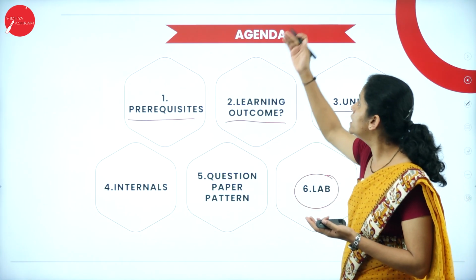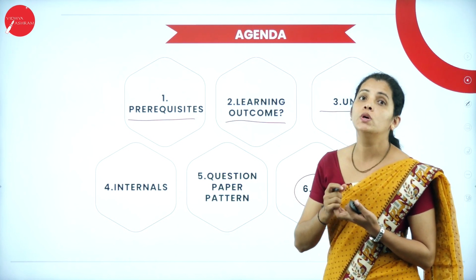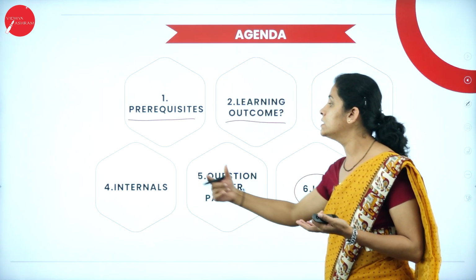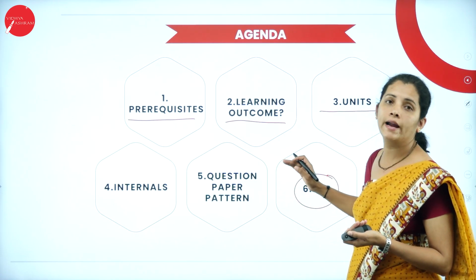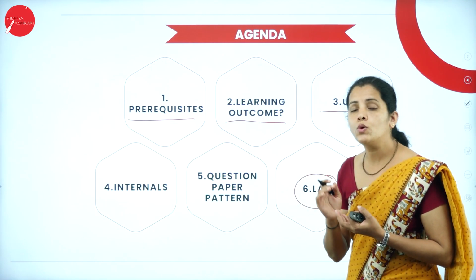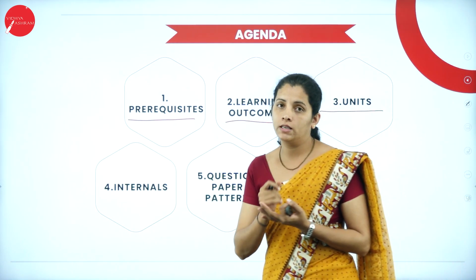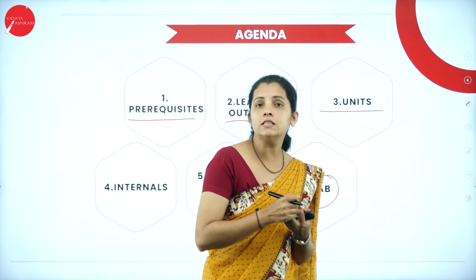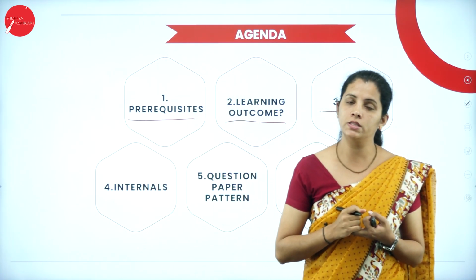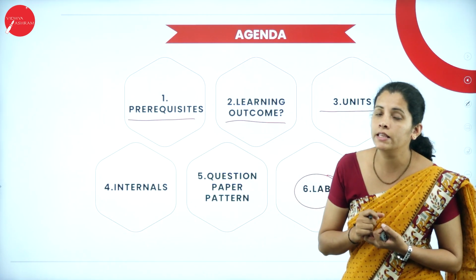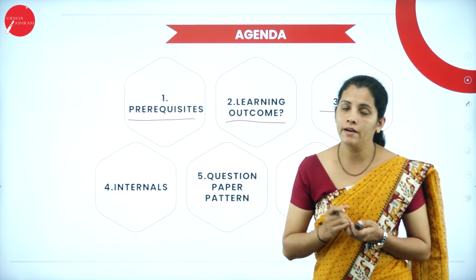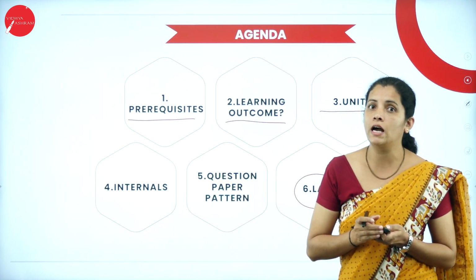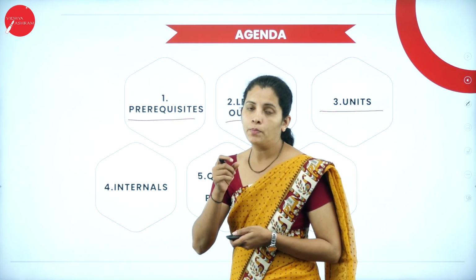So dear student, in today's session, at the beginning, I'm going to discuss the prerequisites. Then I'm going to discuss learning outcome, units, internals as well as question paper, and at the end, lab programs. Now tell me, what is Java programming? In this session, we are going to discuss object-oriented programming using Java. Java is a general purpose high-level programming language, mainly designed to deal with real world problems.